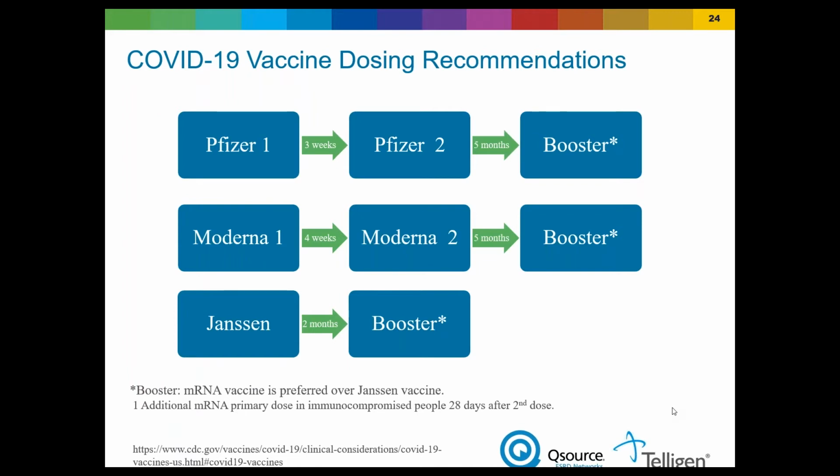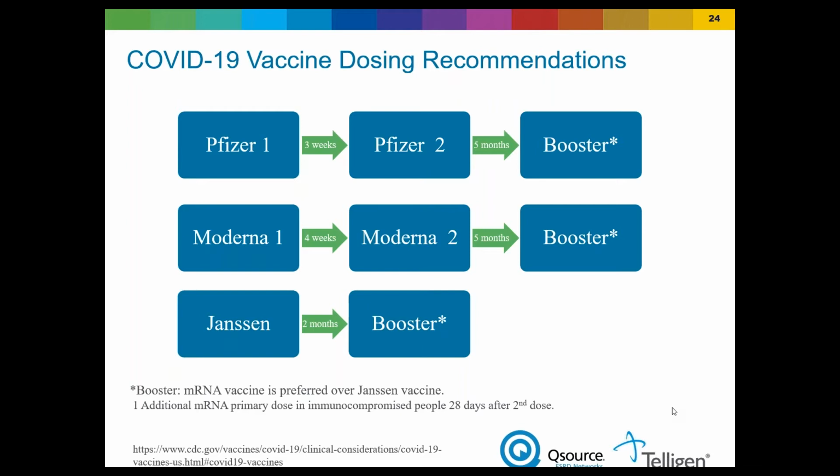So let's look at the dosing recommendations for the 3 vaccines available in the United States. The mRNA vaccines, Pfizer and Moderna, require 2 vaccinations. Pfizer is 3 weeks apart between the first and second dose, and Moderna is 4 weeks apart between the first and second dose, whereas Janssen's J&J vaccine only has 1 vaccination.